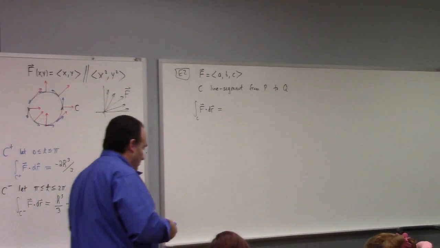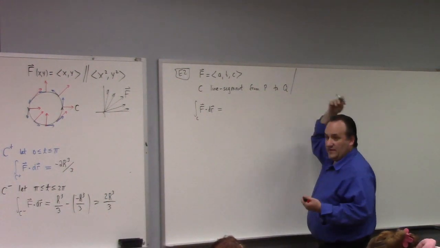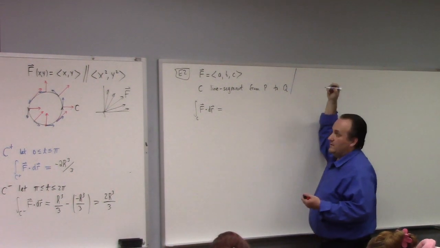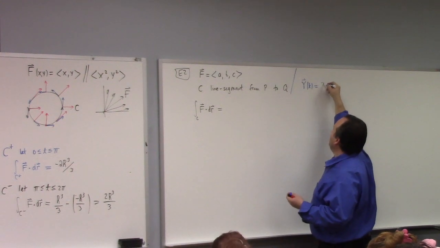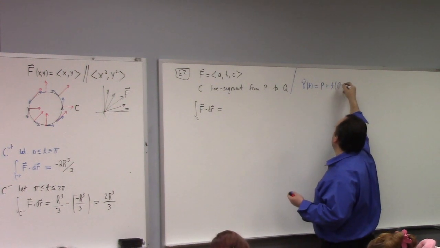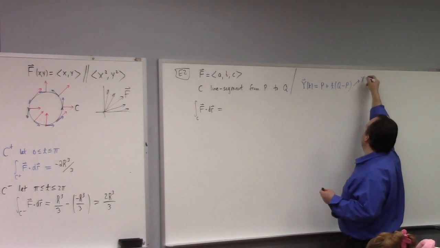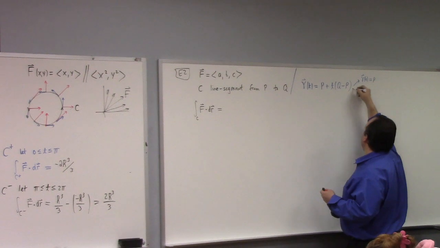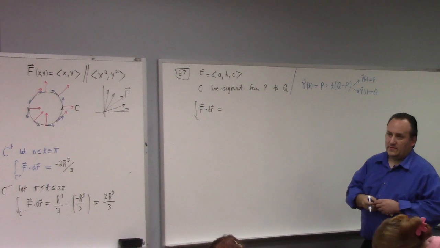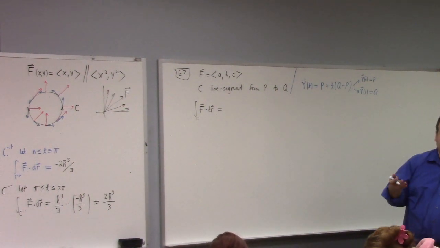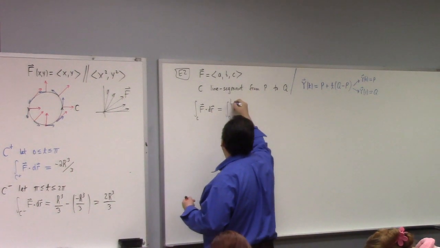Well, at least at the moment, until we learn other tricks and techniques, we need a parameterization of the curve. How do you parameterize a line segment? Remember our trick? We do P plus t times (Q minus P). That gives me gamma of 0 is P, and gamma of 1 is Q. So we use 0 to 1 for our parameter here, and so the line integral goes from 0 to 1.